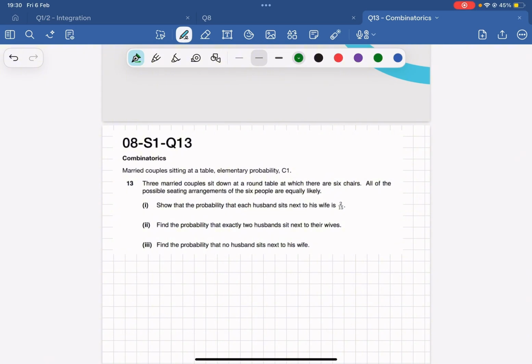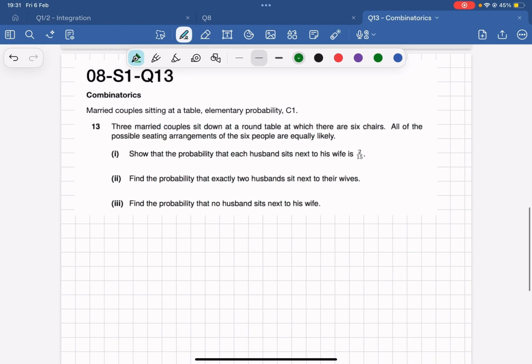Alright, cool. Three married couples sit down at a round table at which there are 6 chairs. All of the possible seating arrangements of the 6 people are equally likely. Show that the probability that each husband sits next to his wife is 2/15.